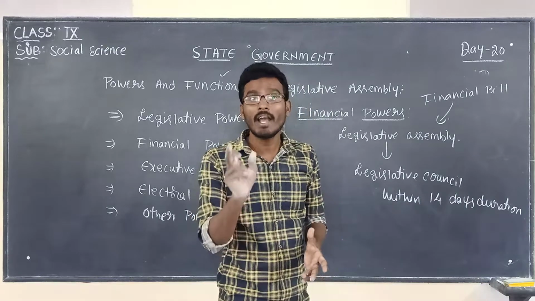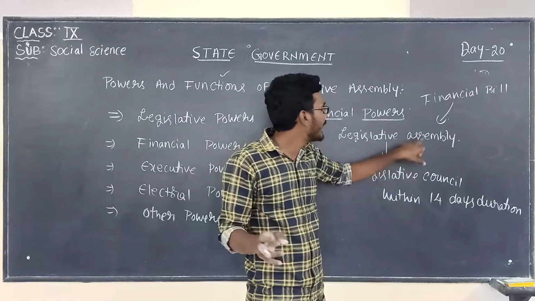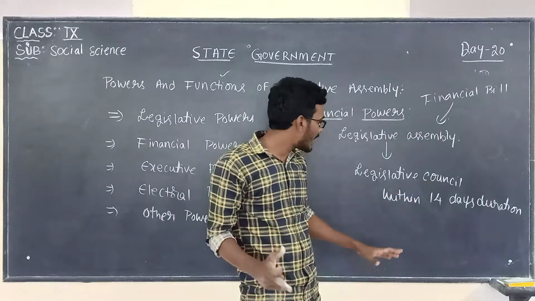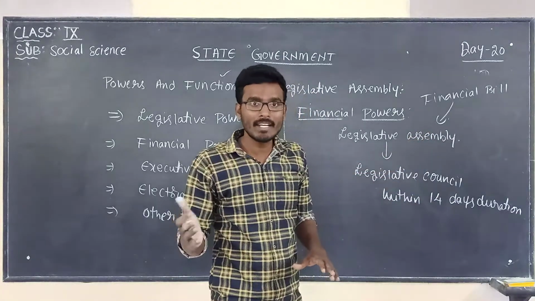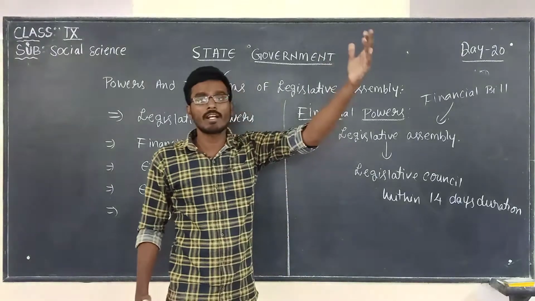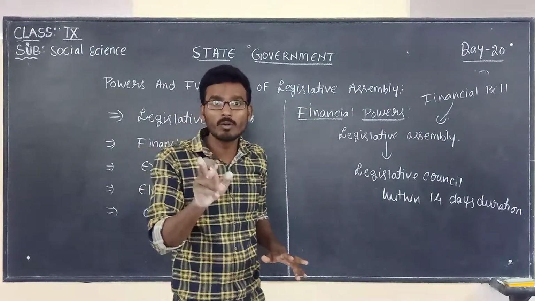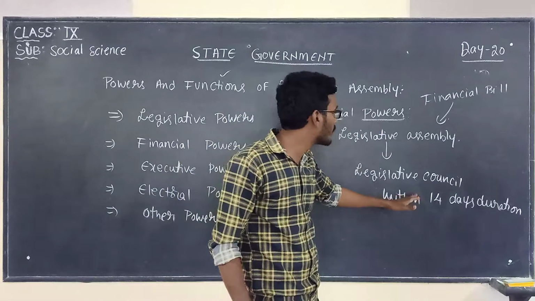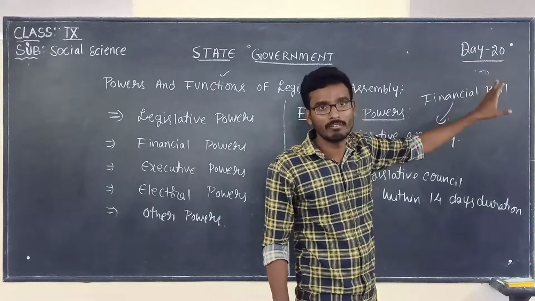Then what will happen? At that time, the legislative assembly will approve that bill and it will be sent for the governor's signature. Meaning the legislative council can either approve the bill within 14 days, or else the legislative assembly will decide it as approved and it will be sent directly to whom? For the governor's consent, meaning the governor's signature. That is the reason I told you the legislative assembly enjoys more power compared with the legislative council in what matters? Especially in the matters of financial bills.